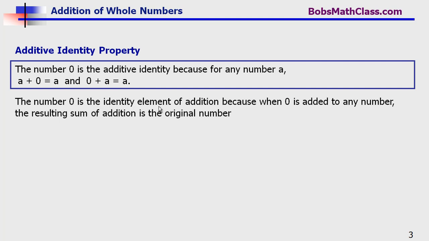It's called the identity element of addition because when 0 is added to any number, the resulting sum is the original number. So it doesn't matter what number you add 0 to, you're going to get that same number. Again, it's called the additive identity property. So remember, we have the commutative property, and now we have the additive identity property.